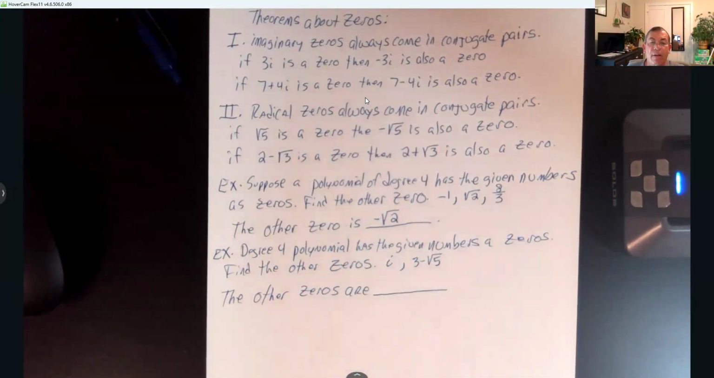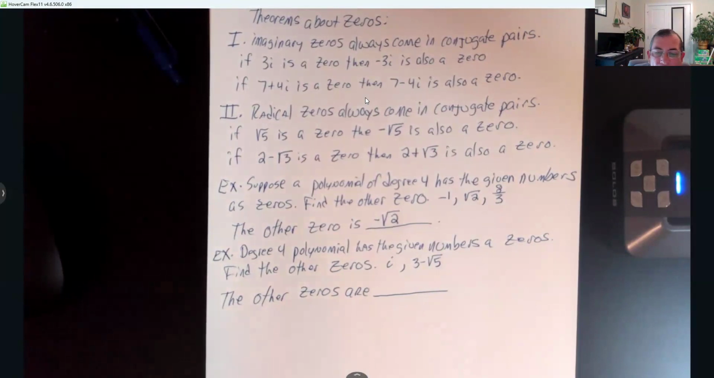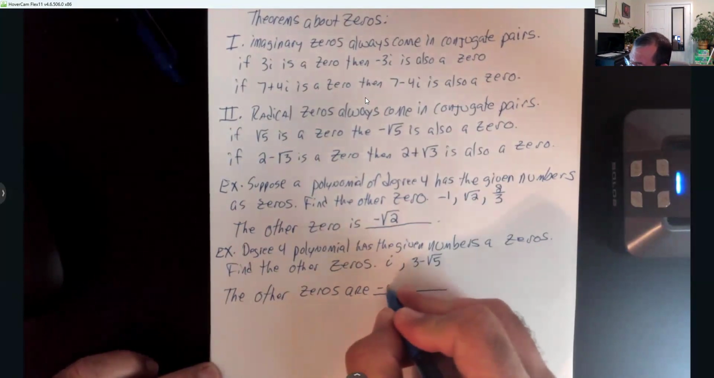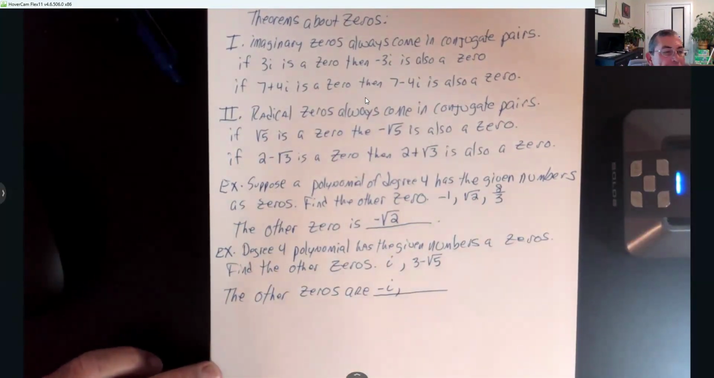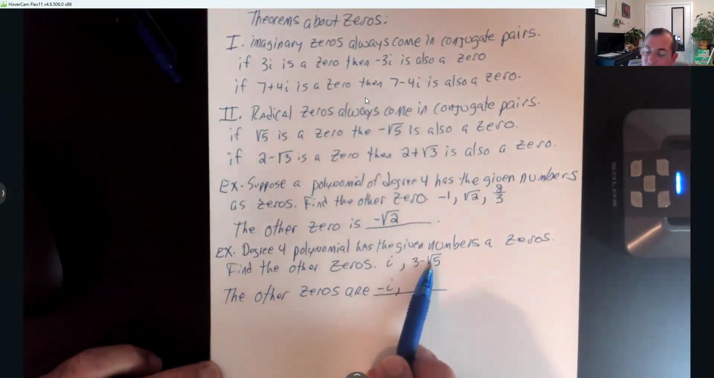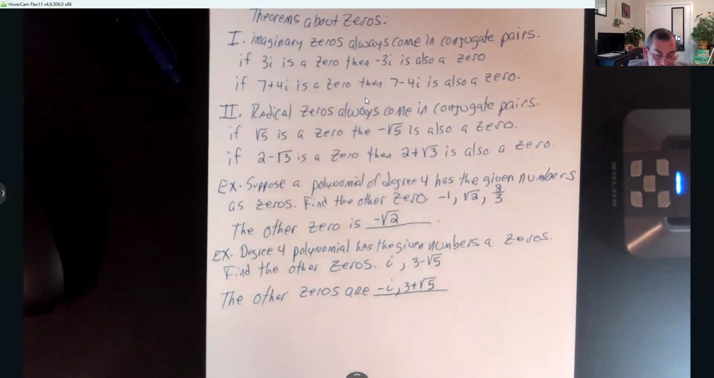Now guess what? I got a degree 4 polynomial. That means I need 4 zeros altogether. Y'all, they gave me 2 of them. So any guesses on what these other zeros might be? All right, so what am I getting? I'm getting a negative i because i is a conjugate with a negative i. Good job. And then what do you got? 3 plus square root of 5. Good job. Because the radical parts are conjugates, so that would give me a 3 plus square root of 5.